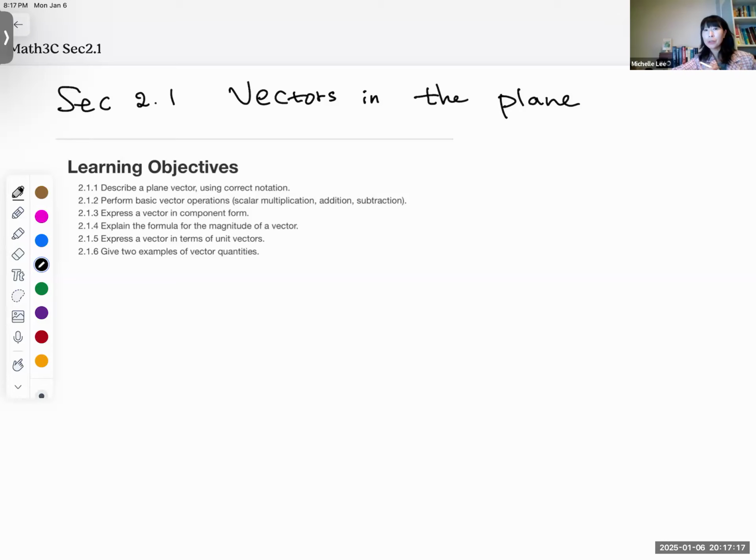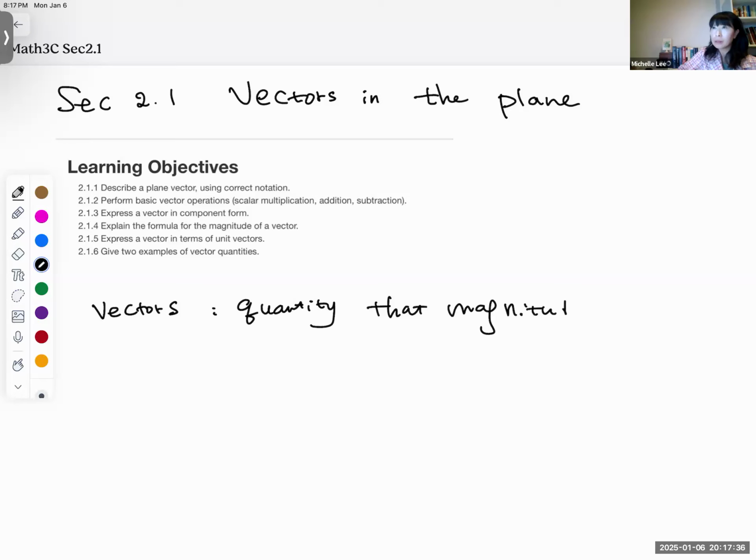So let me introduce you to vectors first. A vector is a quantity that has magnitude with a direction. All right, so magnitude means its length.